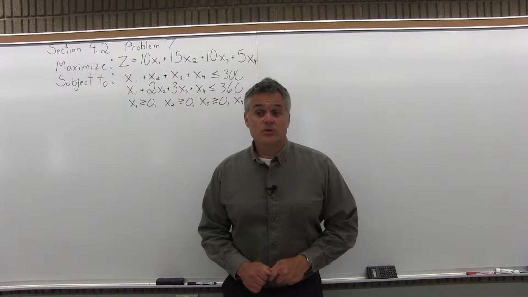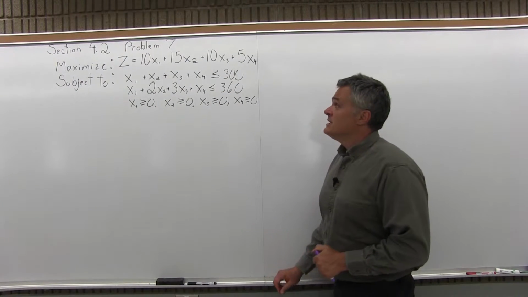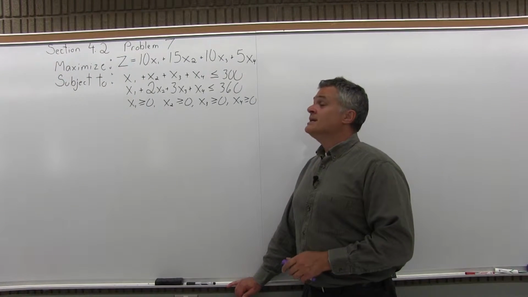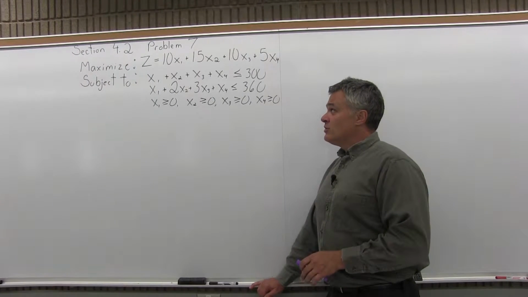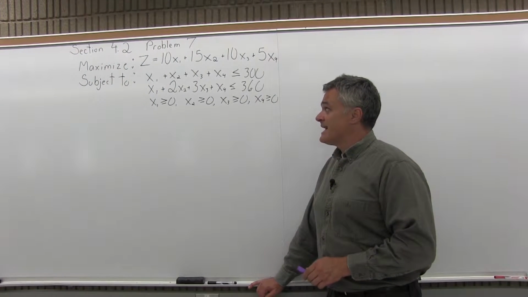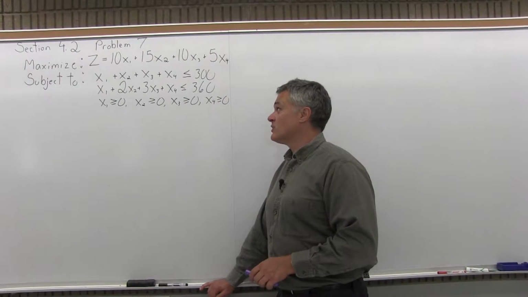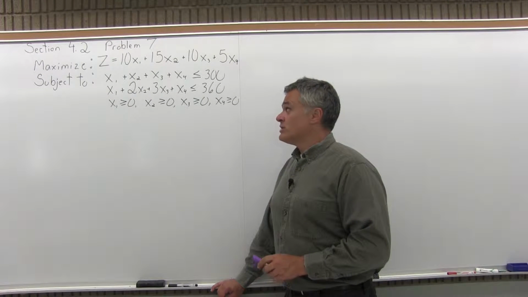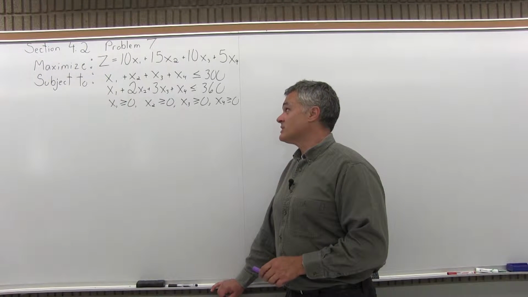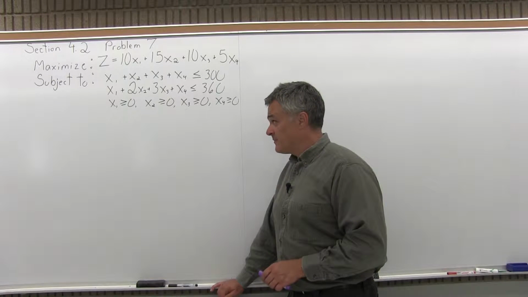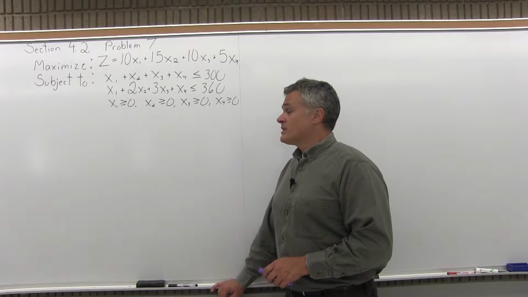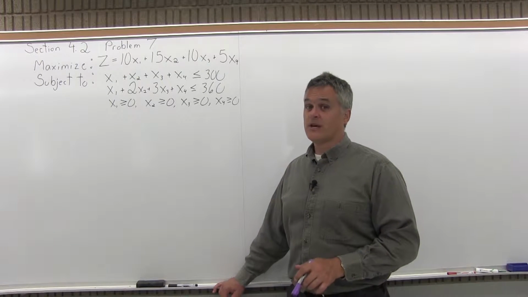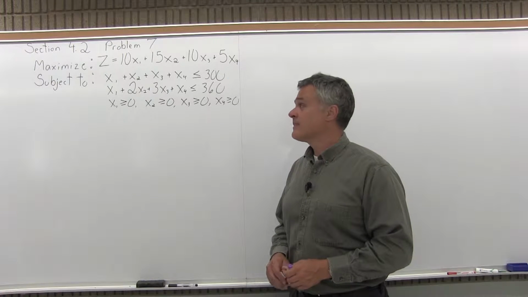This is Section 4.2, Problem 7. It says maximize z equals 10x1 plus 15x2 plus 10x3 plus 5x4, subject to two main constraints. The first constraint is x1 plus x2 plus x3 plus x4 is less than or equal to 300. The second constraint is x1 plus 2x2 plus 3x3 plus x4 is less than or equal to 360. And then under that you have x1 is greater than or equal to 0, x2 is greater than or equal to 0, x3 is greater than or equal to 0, and finally x4 is greater than or equal to 0.